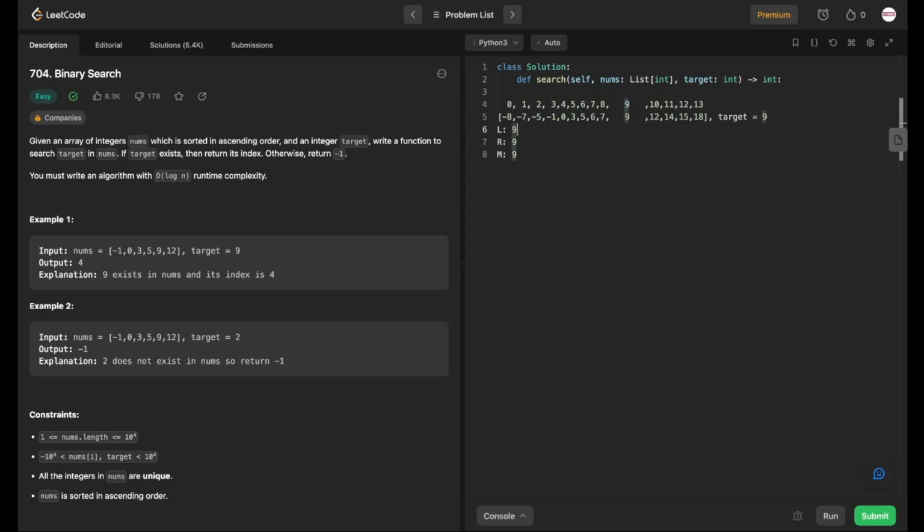Please note that the values that are pointed to by these 3 pointers are just indices, not the values themselves. So it's a coincidence for this 9 and this 9 to be equal to each other.